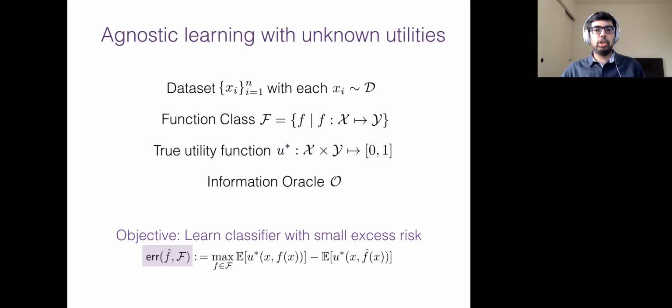Given this framework, the objective of the learner is to output a function f hat such that it has small excess risk when evaluated on this unknown utility function u star. Observe that this is just an evaluation criteria and that the true utility is never revealed to the learner. With this setup, the key question here is what should be this information oracle? We would ideally like this oracle to be powerful enough to make learning feasible, but it should not be overly complicated for human experts to answer the queries.